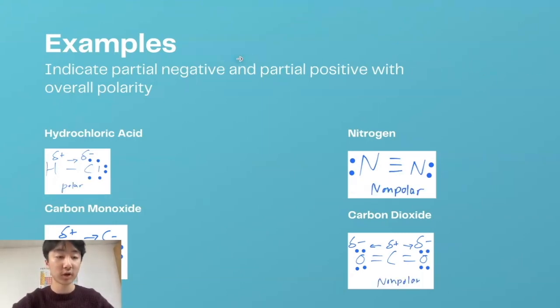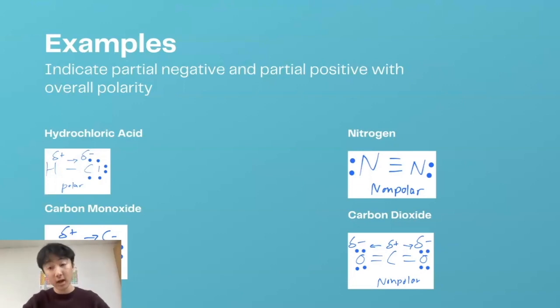So for hydrochloric acid, the electrons go towards chlorine. For nitrogen, it's nonpolar because they're both the same atom. For carbon monoxide, I'm sorry you can't see that, but essentially for carbon monoxide, oxygen is more electronegative than carbon, so electrons would go towards oxygen. Oxygen has a higher electronegativity, so the electrons will be attracted to the oxygen more.